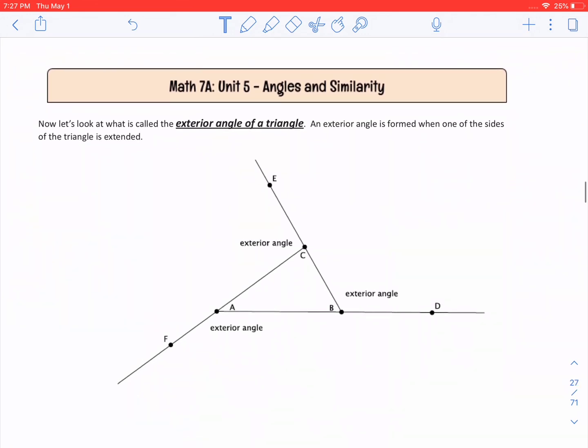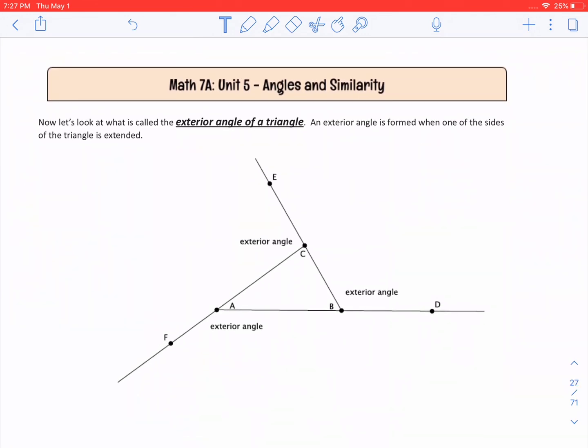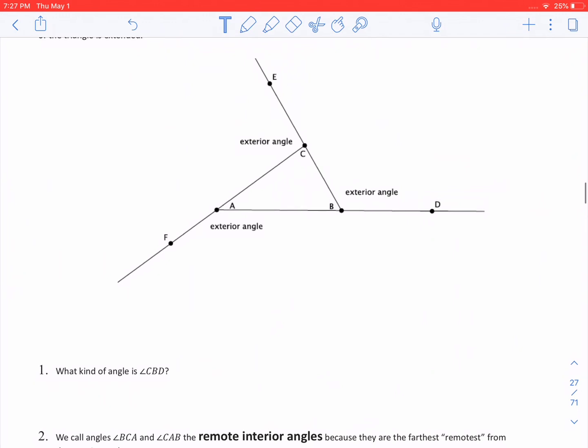All right, let's take it to the next page. This time it says, now let's look at what's called an exterior angle of a triangle. So the exterior angle of a triangle is formed when one of the sides of the triangle is extended. So you can extend any side, and that angle that's going to be on the outside, you can see in the diagram, would be called an exterior angle. So let's answer some questions about this.